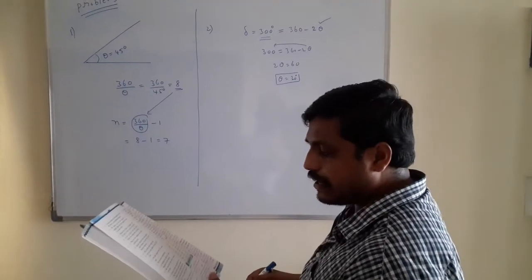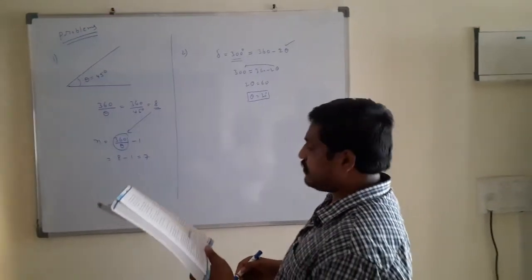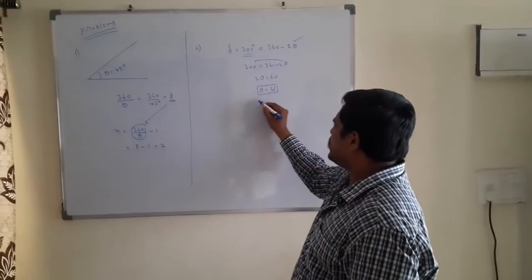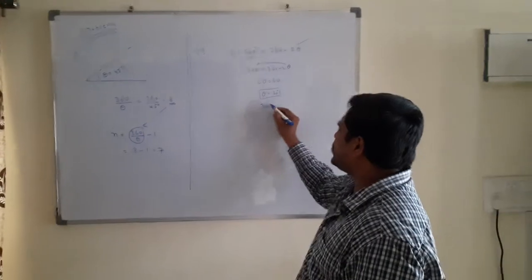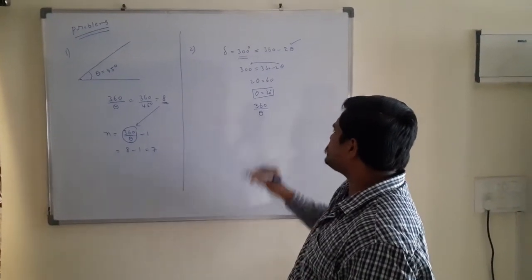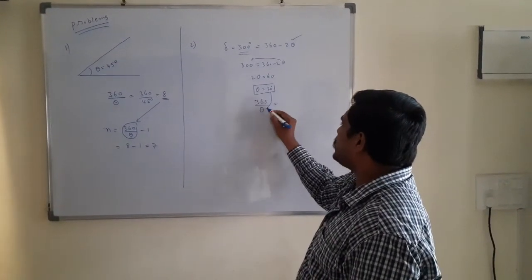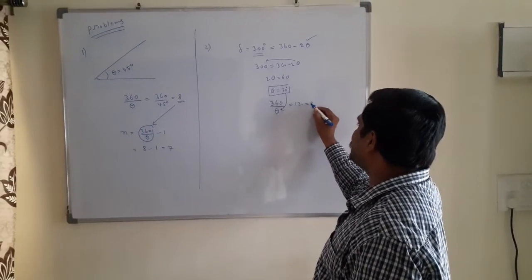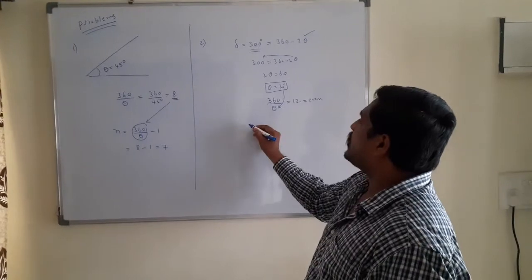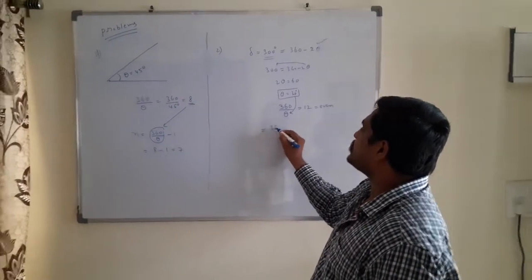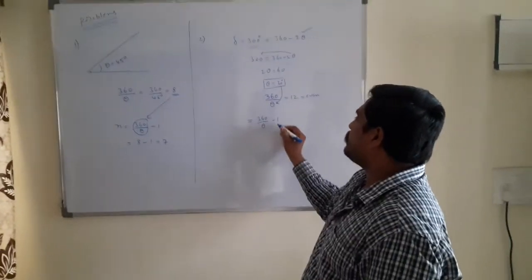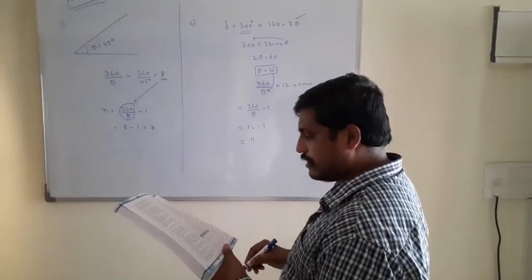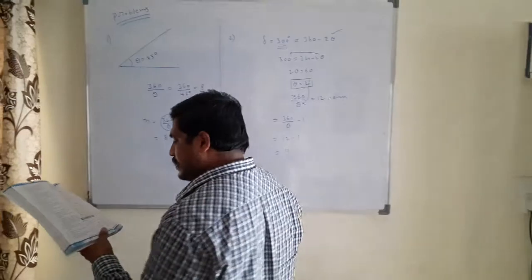Theta is the angle between two plane mirrors. Here, find the number of images. First, number of images means 360 by theta. Here theta is 30, so 360 by 30 is 12. That means 360 by theta is even. What is the formula for number of images? 360 by theta minus 1, so 12 minus 1. Finally we get 11.